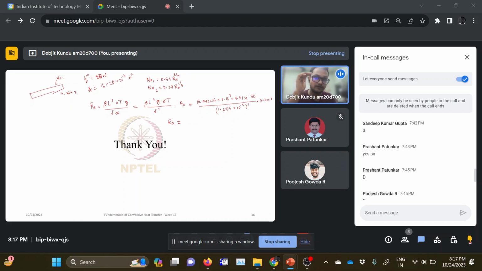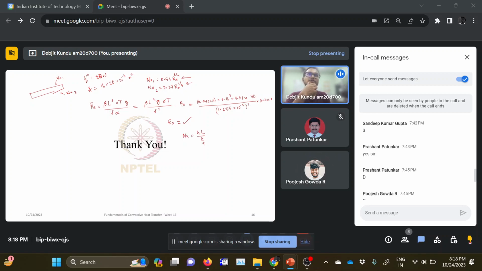Do you want to get into the numbers or do you want me to go through the process? Process is fine, sir. Okay, no problem. So you will get some value of Rayleigh number from here. Then you plug in those values of Rayleigh numbers here, you will get the two Nusselt numbers. Then you put Nusselt number equal to HL by K.